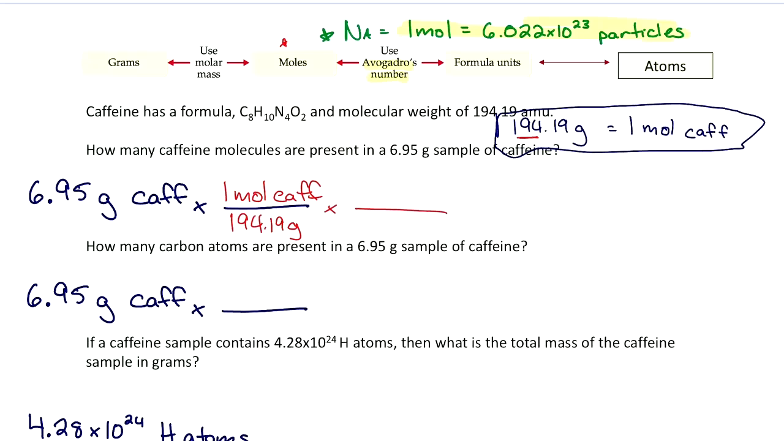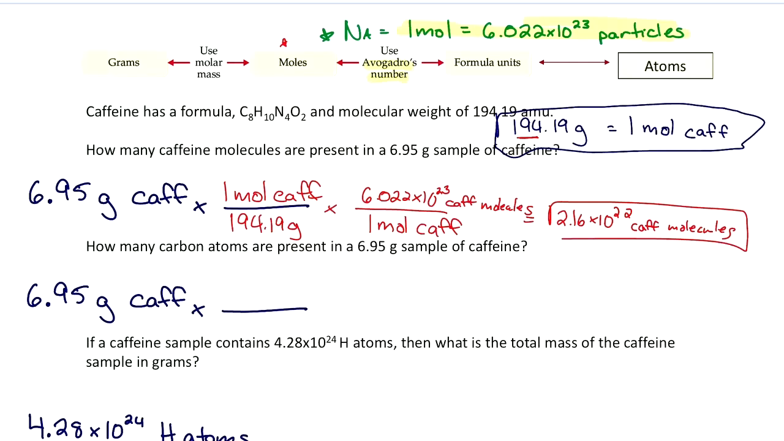So this next step, I use Avogadro's number. But again, we need to cancel units. So where am I going to put the big number, on the top or the bottom? Top, because 1 mole is going on the bottom. So for every 1 mole of caffeine, I have 6.022 times 10 to the 23 caffeine molecules. All right, and that gives me some answer. There's a lot. 2.16 times 10 to the 22 caffeine molecules. All right, there's my answer.